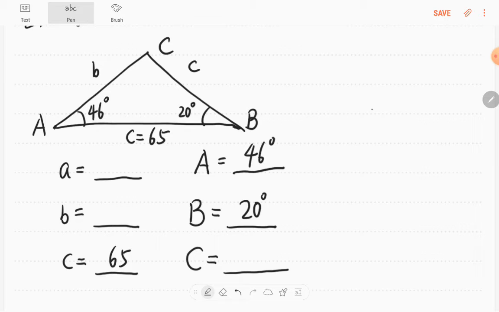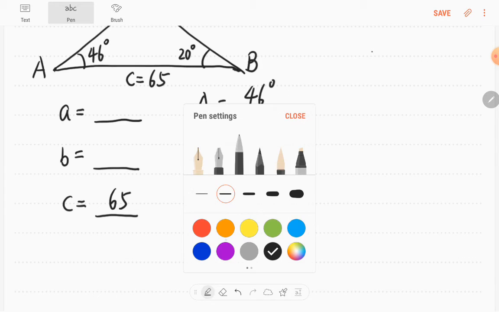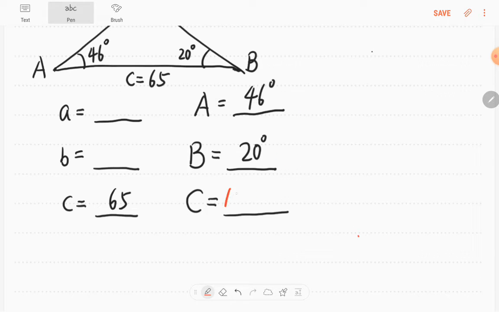So some students may think, okay, we cannot use the law of sine. But actually, we already know angle C. The reason is the sum of these three angles A, B, C in a triangle should be equal to 180. So angle C we can get very quickly, which is 180 degrees minus 46 degrees minus 20 degrees, which is 114 degrees. So now we know side C and angle C, so we can use the law of sine to solve side A and side B, right?